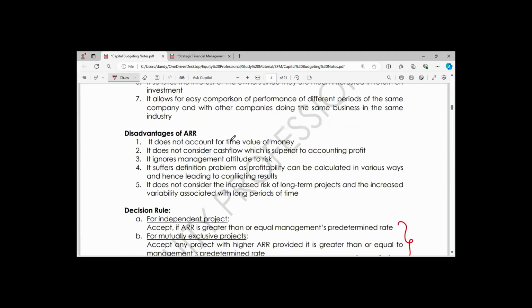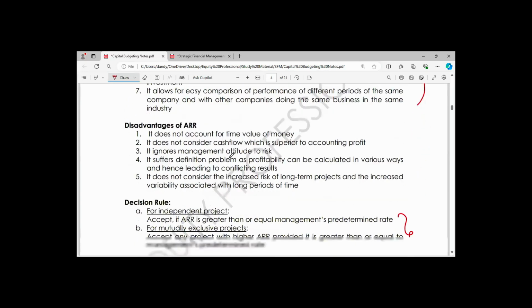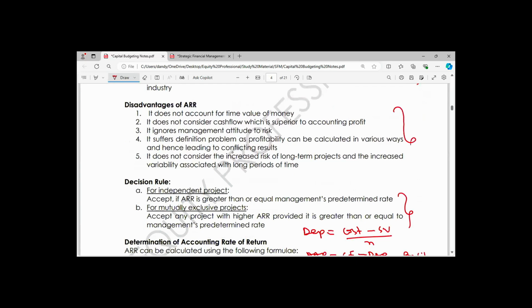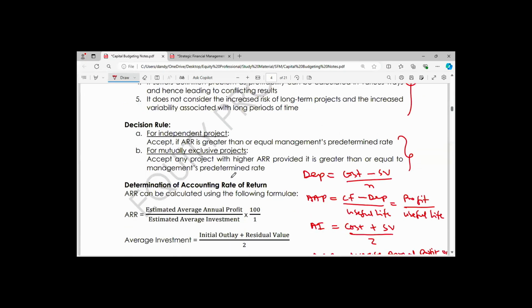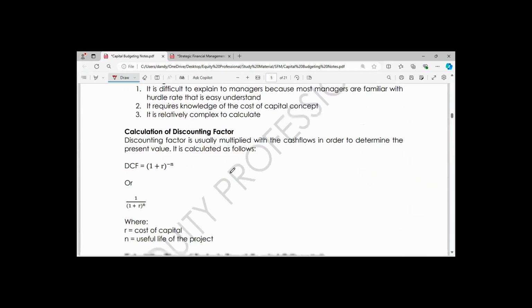Then again, please go through the advantages and disadvantages of accounting rate of return, just for you to have the understanding in case examiners put it in your hand, and so it will be a bonus for you. So that's that.